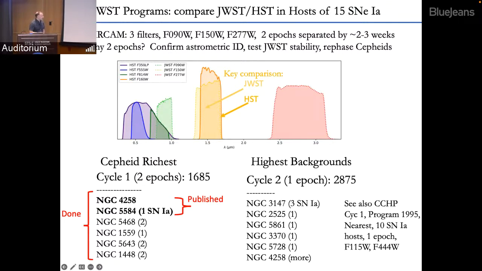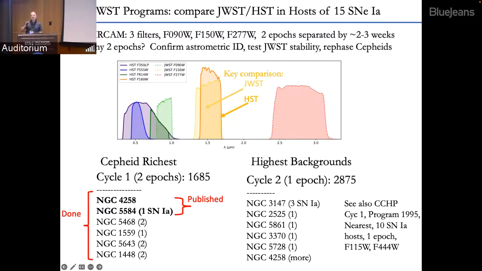These are the Cepheids we observed in the first cycle. These two I'm going to talk about. These ones are done as well. We're doing higher background ones in cycle 2. There's also a program from the CCHP that is measuring 10 of the nearest hosts.